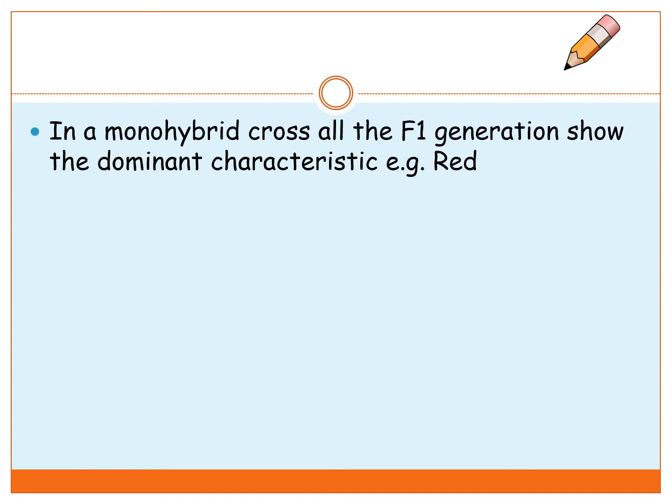Okay. So just to review what's already been said, in a monohybrid cross, all the F1 generation will show the dominant characteristic, for example red. This is because you will have a cross of your 2 homozygous parents, and if you cross 2 homozygous parents, you always end up with heterozygous offspring. So all of the offspring will be heterozygous and will show the dominant characteristic.